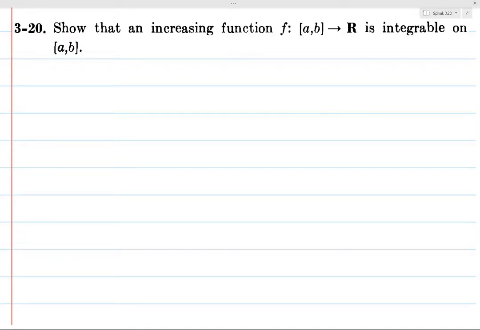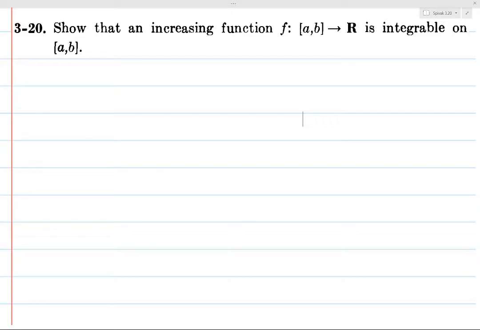All right. As a student, this would be one of my favorite types of exercises because it's an exercise that we've done already. Basically, we've done all of the work already. We just need to refer to past stuff. So let's see here. We want an increasing function f to be integrable on [a, b].